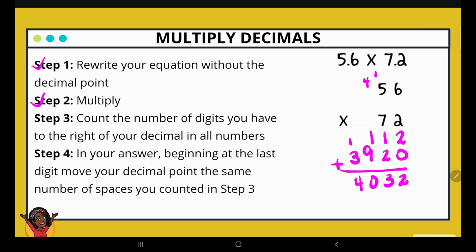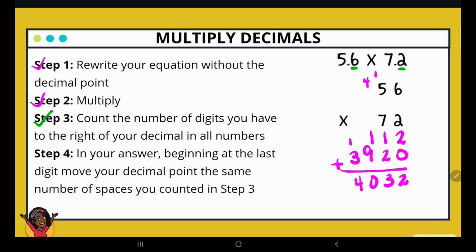So the third step says count the number of digits you have to the right of your decimal in all of your numbers. So we're going to go back to the 5.6 and the 7.2. So to the right of my decimal in 5.6, I have 1 digit. And to the right of my decimal in 7.2, I have 1 digit. So in total, I have 2 digits between both numbers. So that just completed step 3.